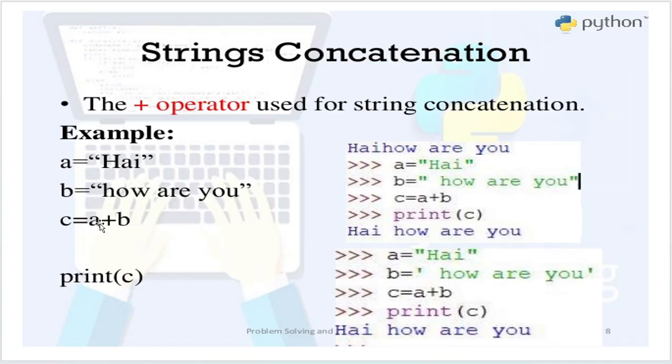which means that A is one string, B is another string, and both the strings are concatenated using this plus operator. So "hi" and "how are you" have been concatenated together, and it is being stored in the variable C. And at last, C is printed here. If you see the example on the right side, you can see "hi, how are you" has been printed, which means that "hi" and "how are you" are concatenated.